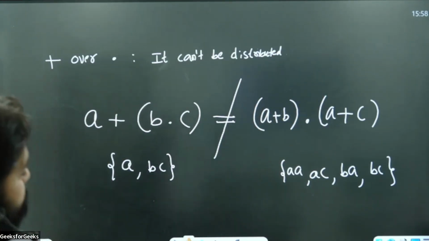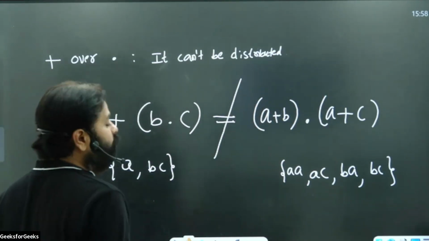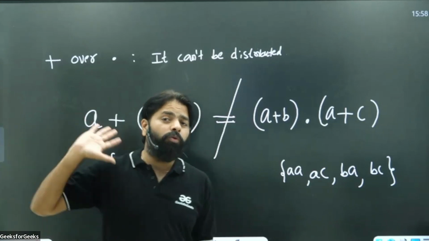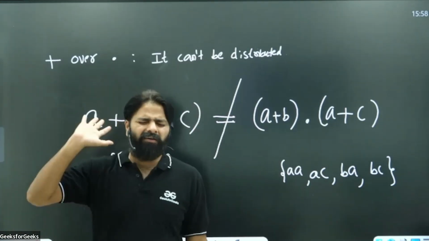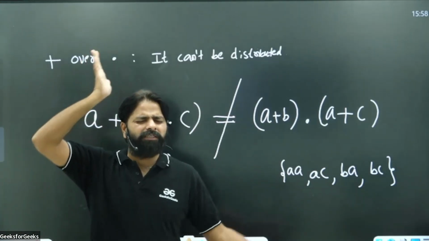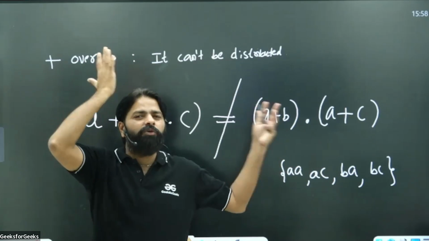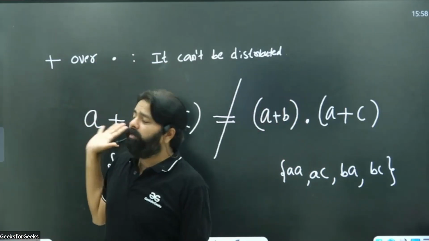And the same concept is there in digital logic. There both will hold, left or right, dot over plus and plus over dot, because there dot and plus are used for a different purpose than here.